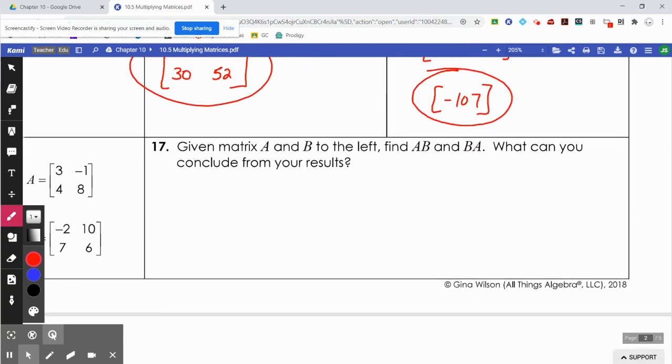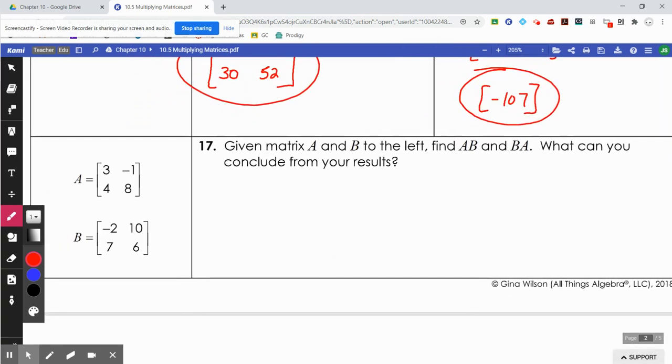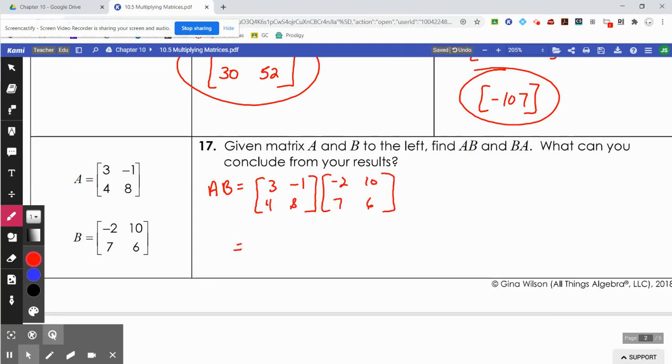Okay, number 17. Number 17 says, given matrix A and B, which is listed to the left, find AB and find BA. So A times B is going to be this. And when you multiply those together, that's a 2 by 2 times a 2 by 2, which is legal. So we multiply rows times columns, and that's going to give me, let's see, a negative 6 and a negative 7, which is negative 13.